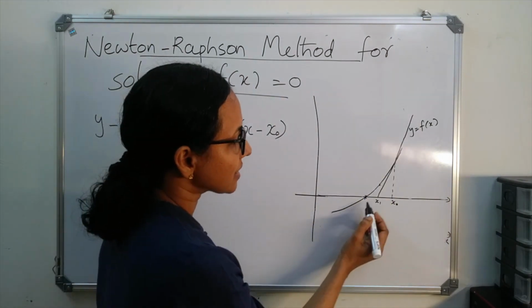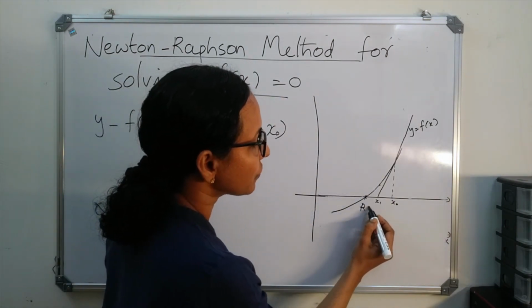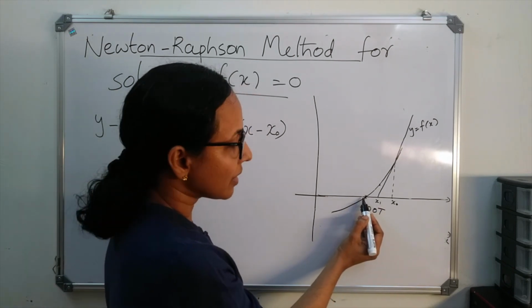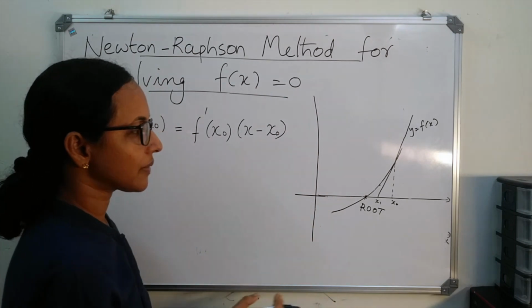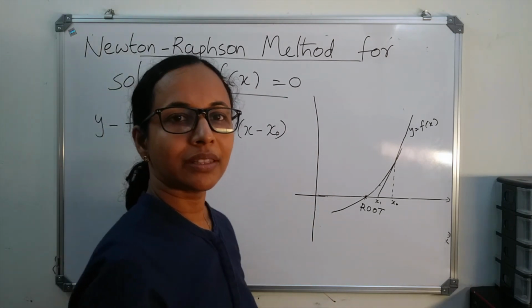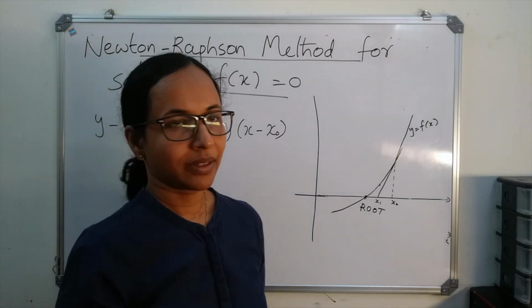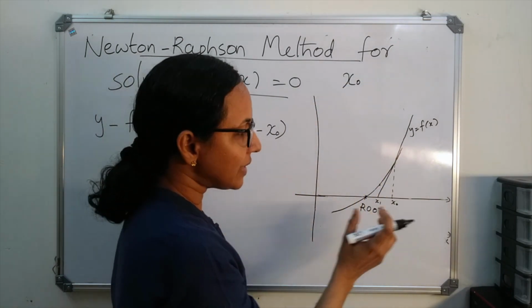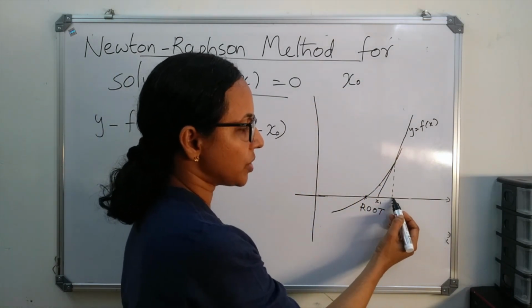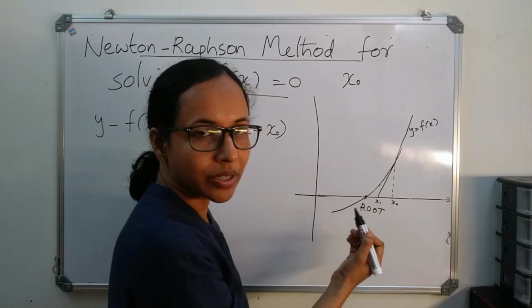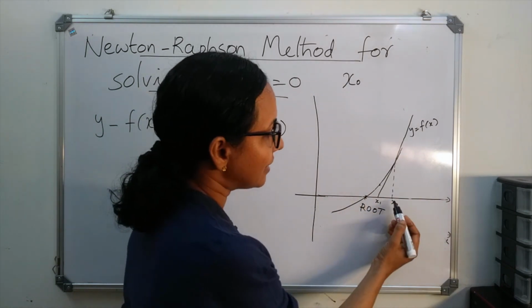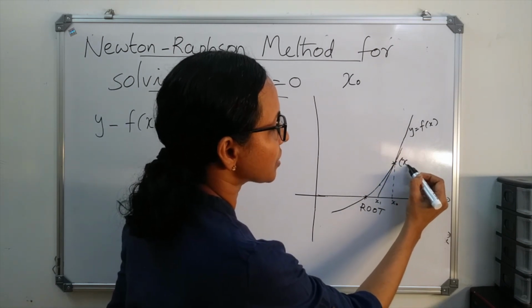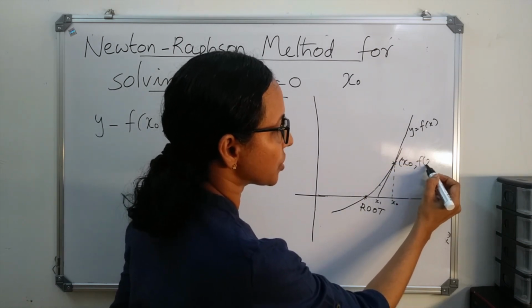So in this case, this is the root of the equation. We have to find this point. In the Newton-Raphson method, we start with an initial approximation denoted by x naught. We choose a value x naught that lies near the root, and then we mark this point. So this is the point x naught, f of x naught.